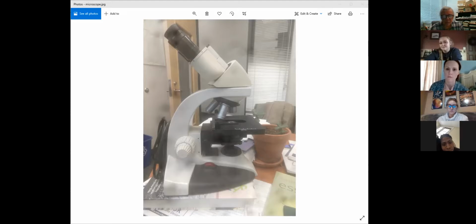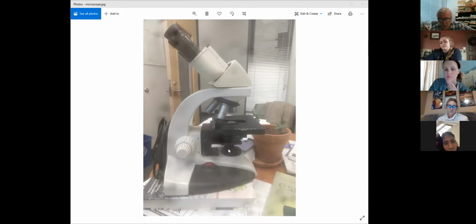Okay. So there's the microscope, and this is called a compound microscope because you actually look through the object on the slide. Light's coming right through it, and you see right through it. Oh, now you can see the pointer.